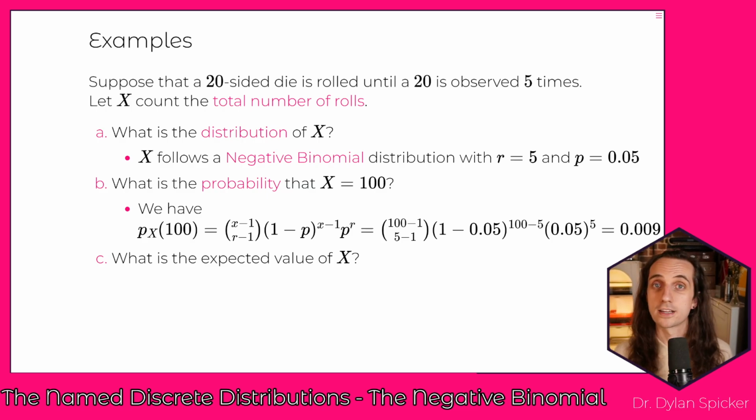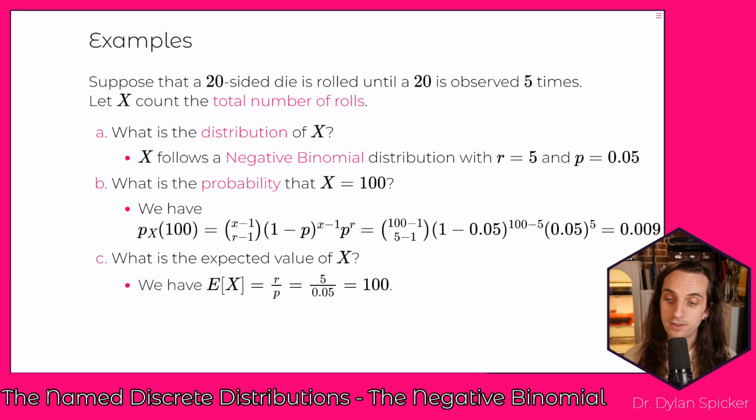What's the expected value of x? Well, the expected value of a negative binomial is going to be r divided by p. And so r here is going to be 5 divided by p, which is 0.05, right? So we take 5 divided by 0.05, and that gives us 100.